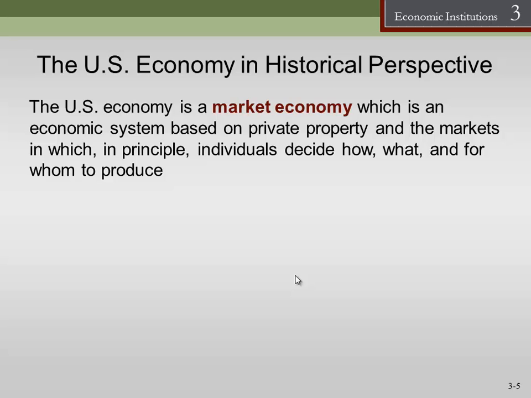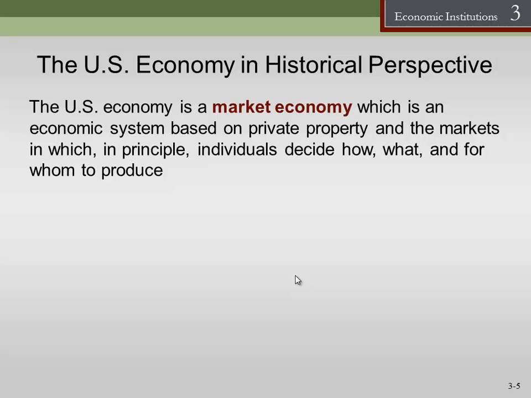So through a market system, all right, we come together, you decide how much you want to buy, how much you want to pay for it, I decide how much I want to sell, how much I want to take for it, and the interaction of those buyers and sellers helps us make this decision of how much to produce, what to produce, and who gets the production. That's in essence a market economy.